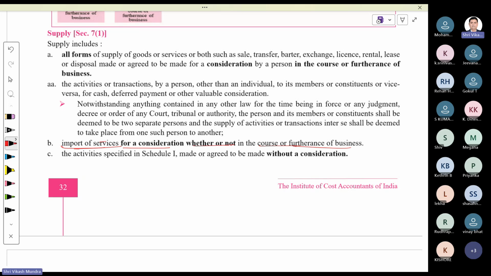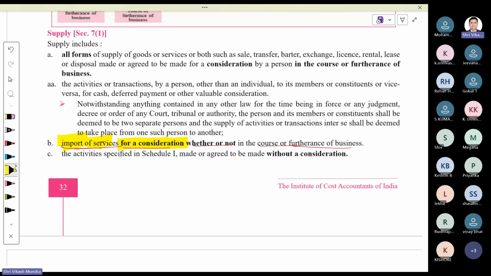The exception is that if you are importing services, be careful, services only, not goods. If you are importing services, not domestic services, only services, not goods, for a consideration, and you are paying consideration for it, whether it is for business or not, it is treated as supply. You are liable to pay tax on it. Is it clear? This is exception number 2.